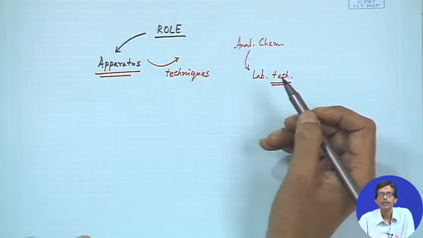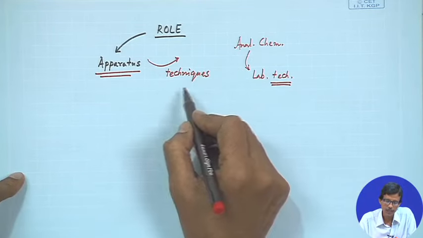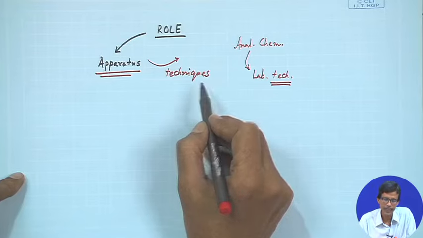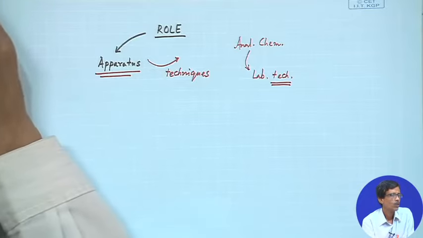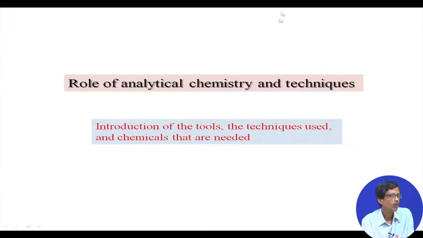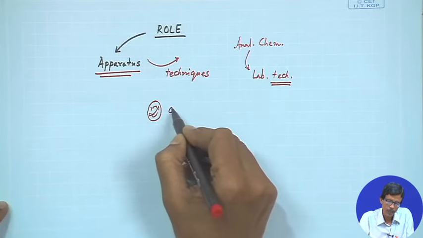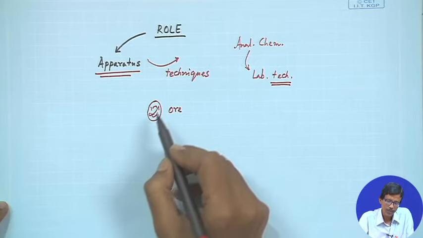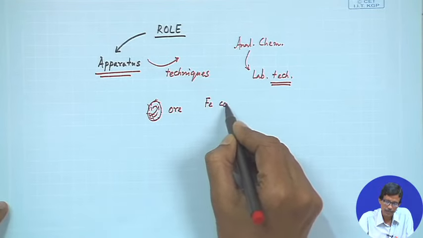where we know that when a technician performs a typical chemical analysis, he is relying on these particular techniques and the handling of so many apparatus for that particular technique. Slowly we will see how these tools, the different techniques and the chemicals are important. Suppose we are analyzing some ore material. The very first thing is that our problem is an ore material we have to analyze for, say, its iron content.